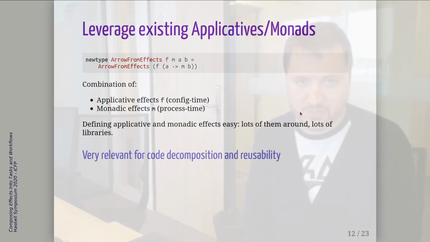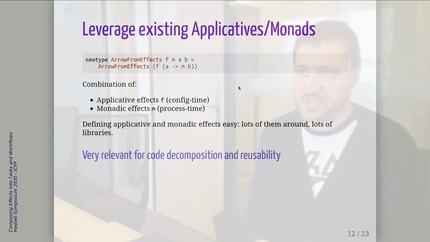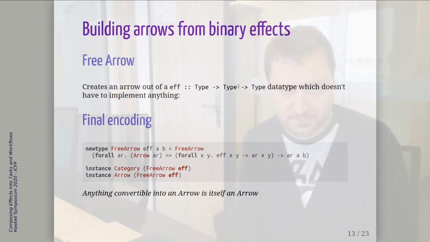So here is the simpler version of it. And this type is really what allows us to separate the configuration time effects, which are represented here by all the effects in this applicative layer, from the process time effects, which are represented by this M type, this monadic layer. And it really gives you the intuition to why it's easy to build or interpret effects into some existing arrows that will be made out of existing types, because monadic and applicative effects are aplenty in the Haskell ecosystem. So this is really relevant for code decomposition and reusability.